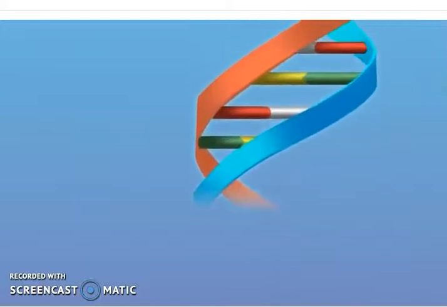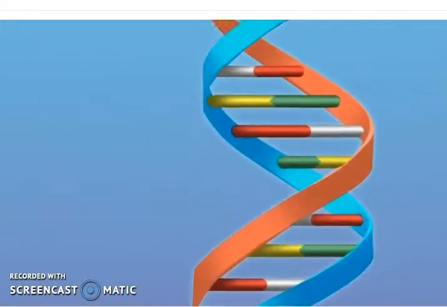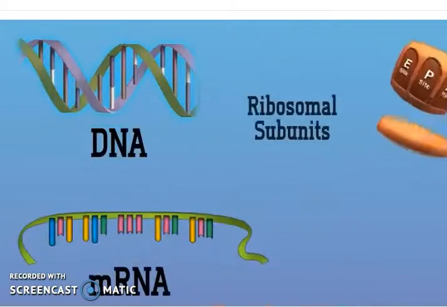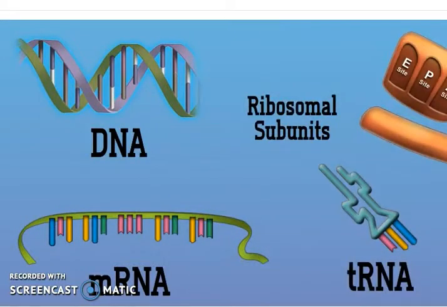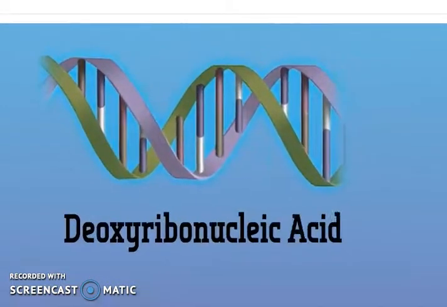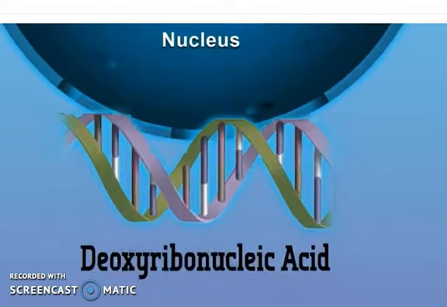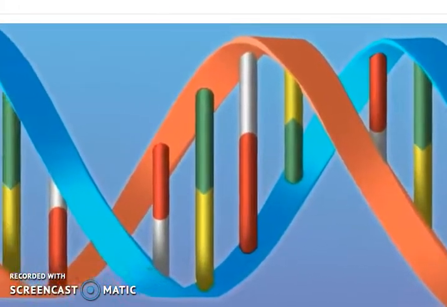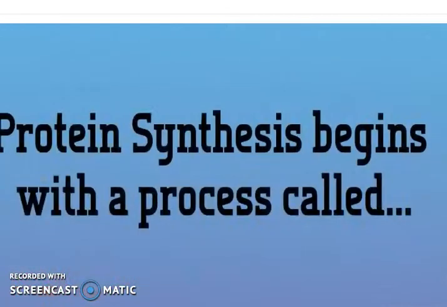Genetic transcription and translation is pretty involved, and it requires several players: DNA, messenger RNA, ribosomes, and transfer RNA. DNA, of course, stands for deoxyribonucleic acid and is found as a double helix in the nucleus of the cell. DNA contains the genetic material that runs all processes in the cell. Protein synthesis begins with a process called transcription.